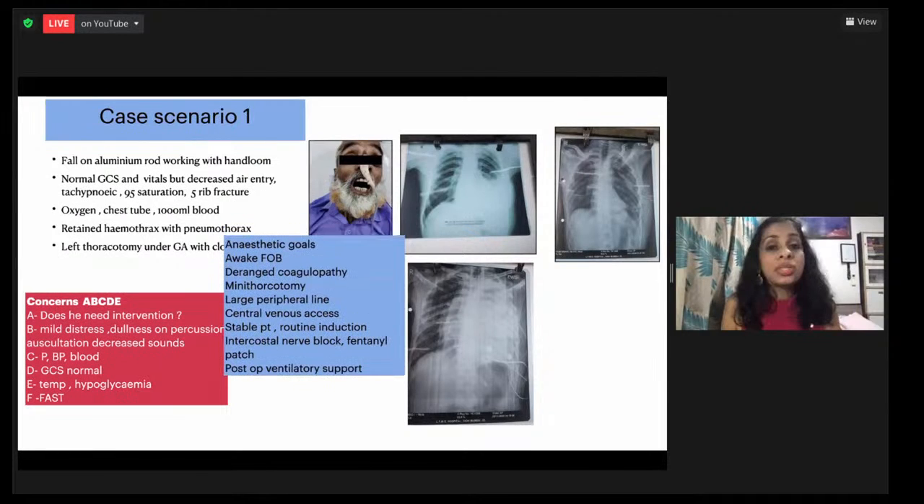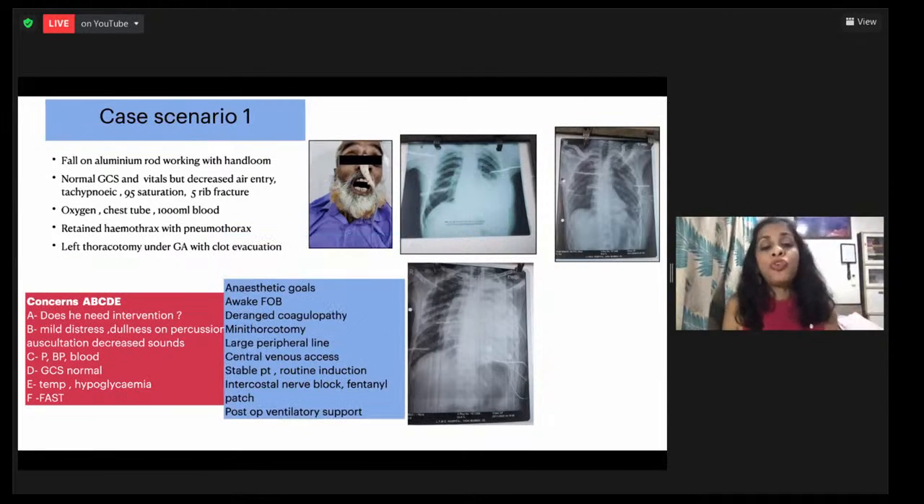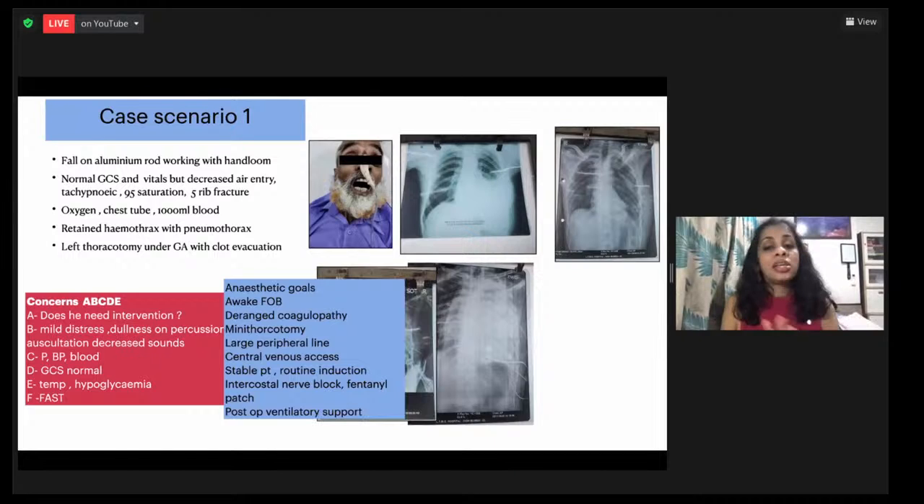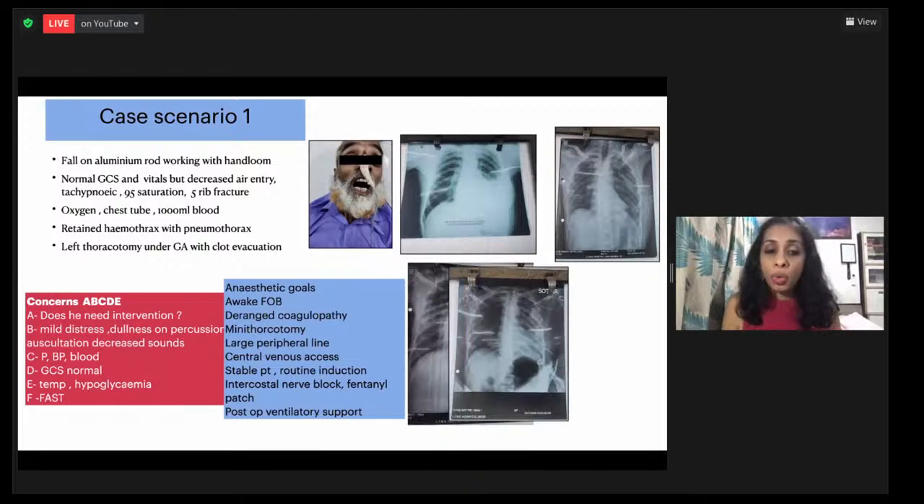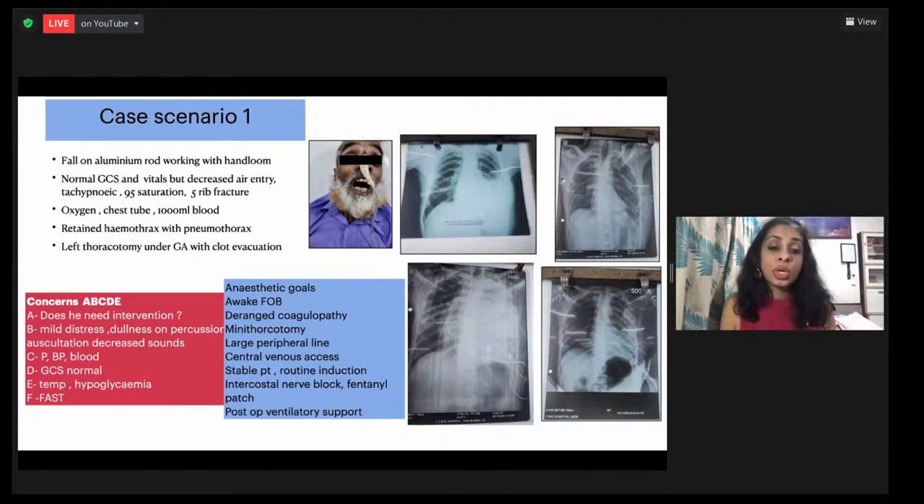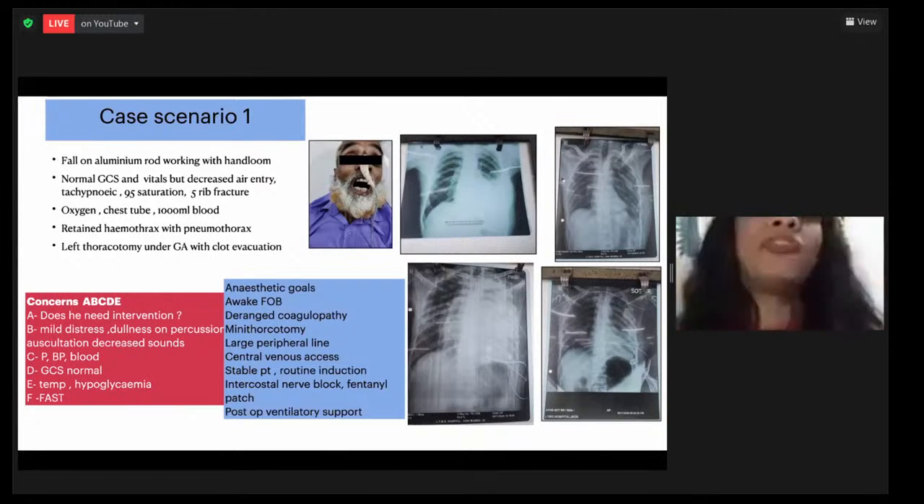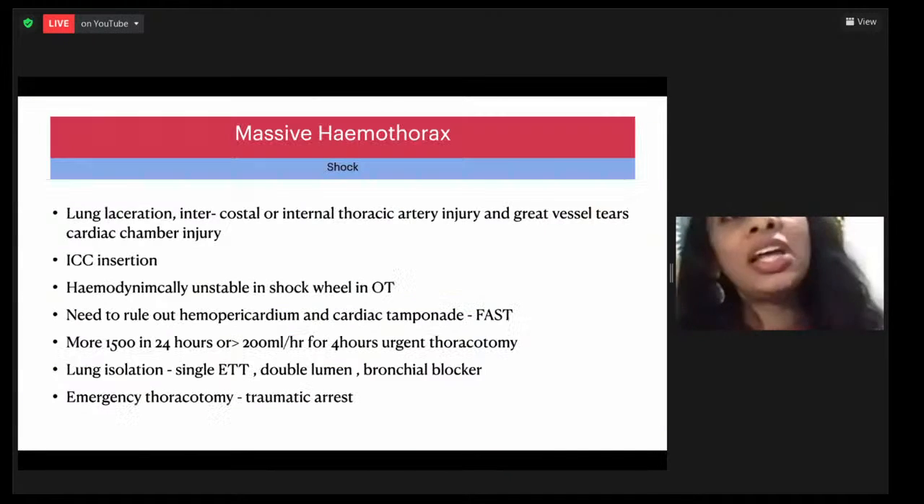Anesthetic-wise, he had a very difficult airway. We had to perform an awake fiber optic. He had deranged coagulopathy, so we could not put in an epidural. He was a stable patient, so we did a routine induction, and he was all well post-op. The intercostal nerve block was given to him, and a fentanyl patch. We could not extubate him because the lung had not opened well intraoperatively, but extubated after 24 hours. So massive hemothorax. When do we wheel in a patient?